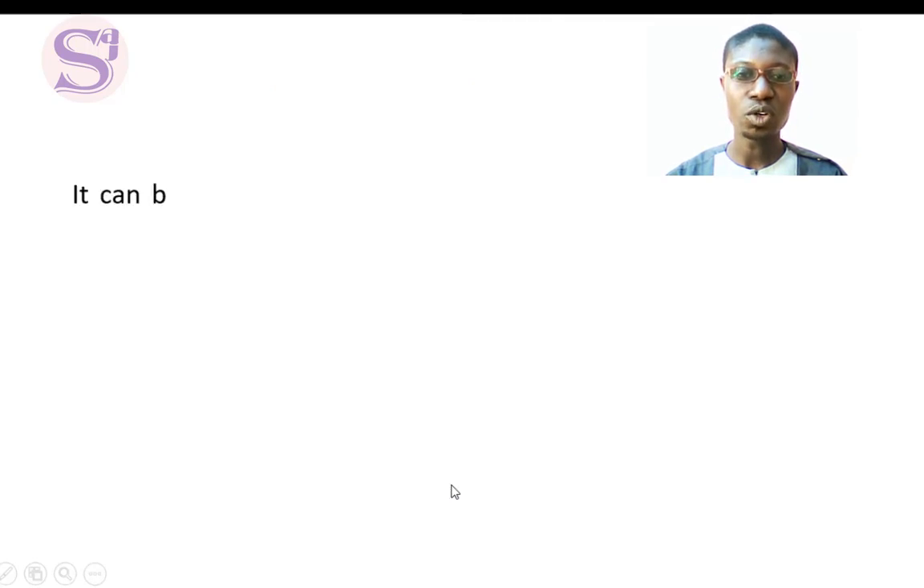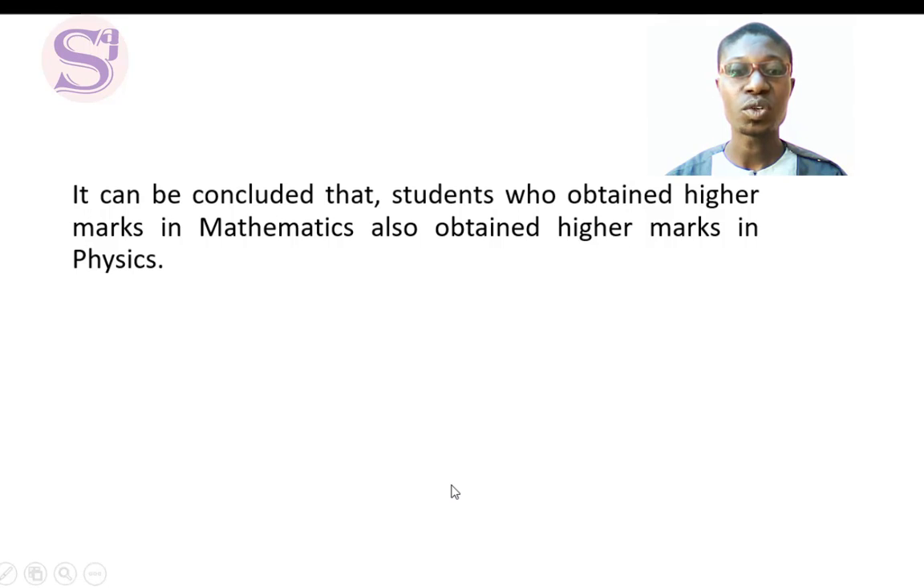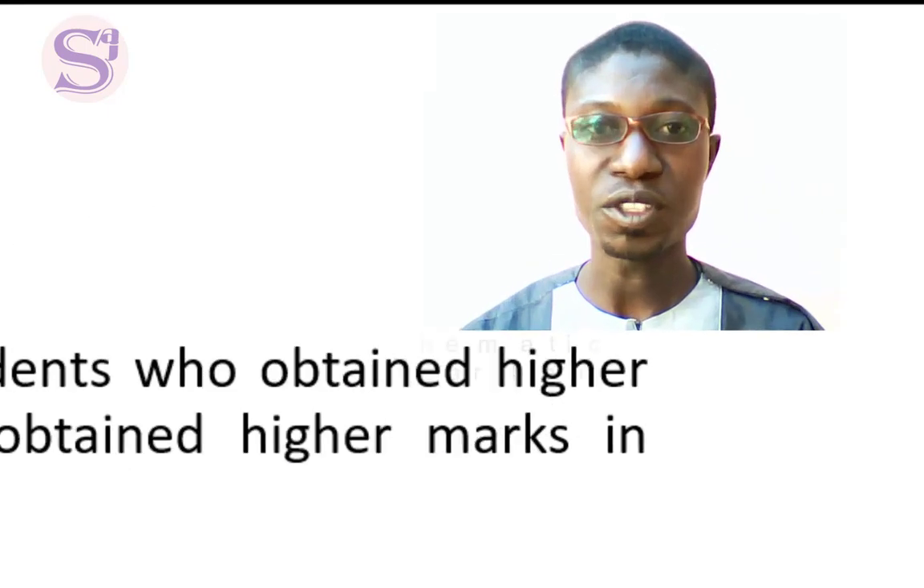So we can now conclude by saying that students who obtain higher scores in mathematics also obtain higher scores in physics. The same thing can be said for those who score lower in mathematics; they also score lower in physics. So this invariably means that students who are good in mathematics can also be good in physics, and students who are poor in mathematics or who have a poor background in mathematics will actually perform poorly in physics.